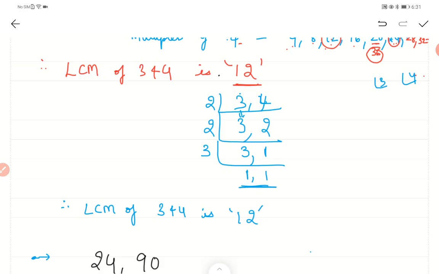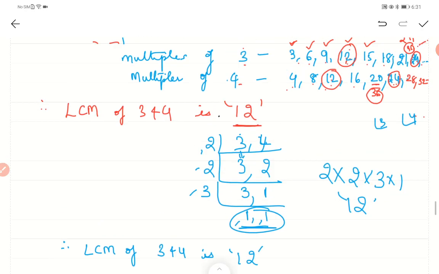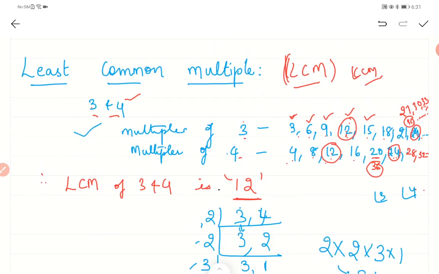Alright, so what you will do is multiply 2 cross 2 cross 3 cross 1. 2 multiplied by 2 multiplied by 3 multiplied by 1 multiplied by 1. Anyway, 1 and 1 will keep it the same number. So 3 twos are 6, 6 twos are 12, isn't it? By this method also we got 12. By the other method, we were finding the multiples and then the common one, and it is 12.